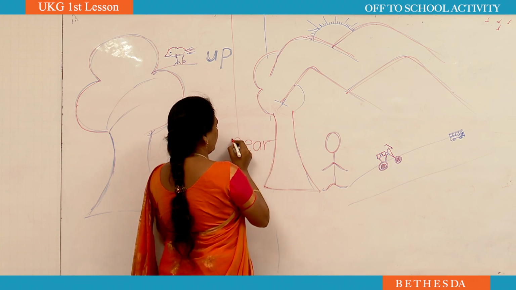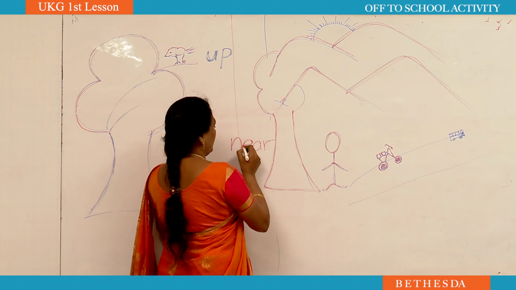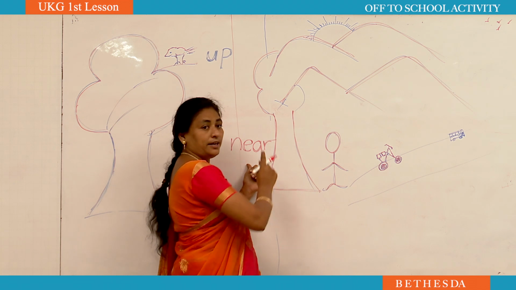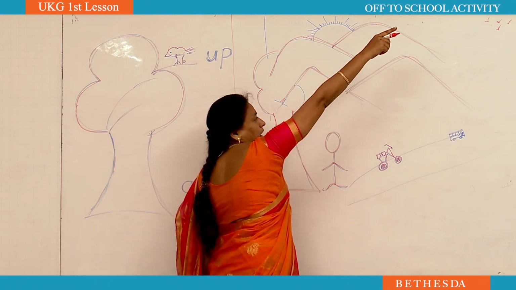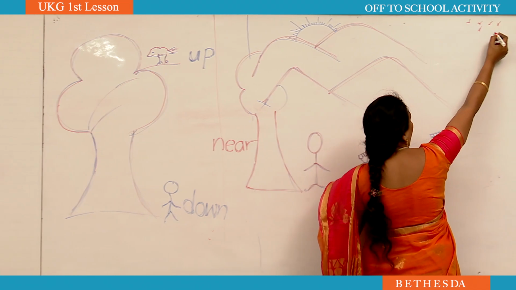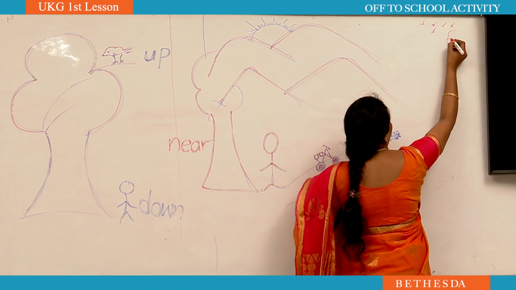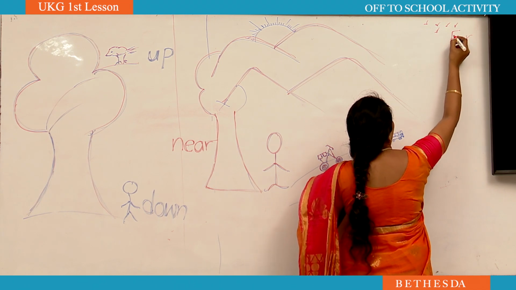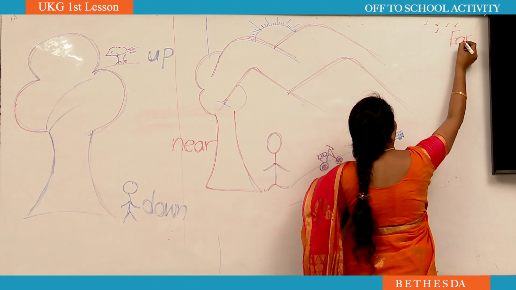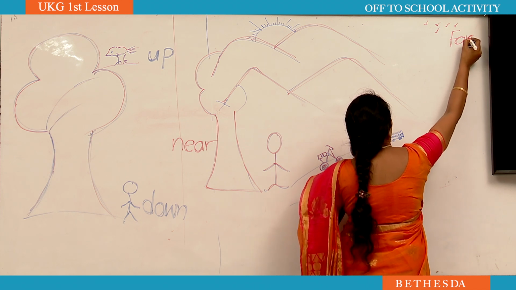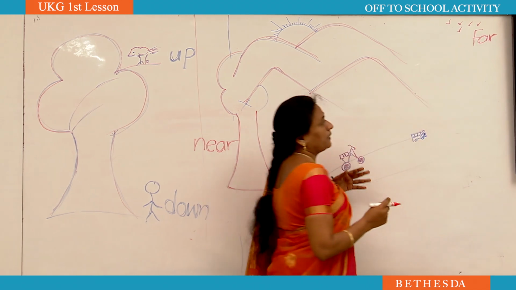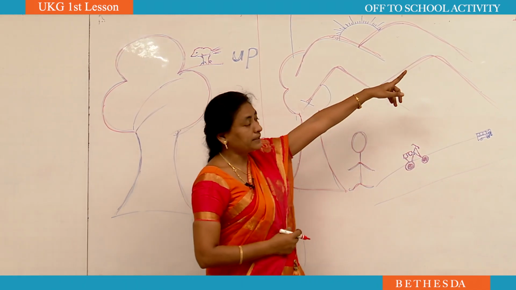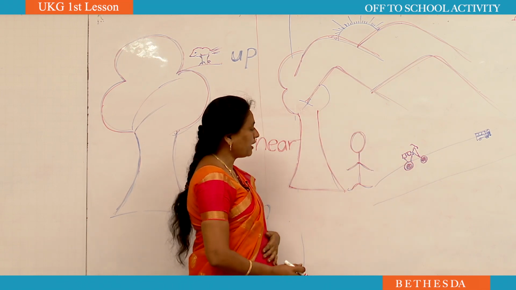N-E-A-R. Near. You can see the birds are far. These are far in the picture. You have to write F-A-R. Far. Okay, Nana? Okay, this tree is near and the birds are far. What more can you say me?